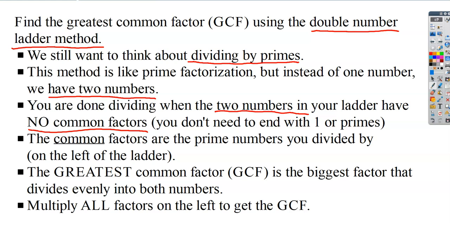And what I'm reminding you is that you don't need to end with a 1, and you don't have to have prime numbers at the bottom of your ladder. They just can't have any common factors. And then remember, all the common factors that you have divided out will be on the left-hand side of your ladder. And the greatest common factor is the biggest factor that divides evenly into both numbers. And the way you find that with the ladder method is that you multiply all the factors on the left to get the greatest common factor. Remember, factors are numbers that you multiply together.